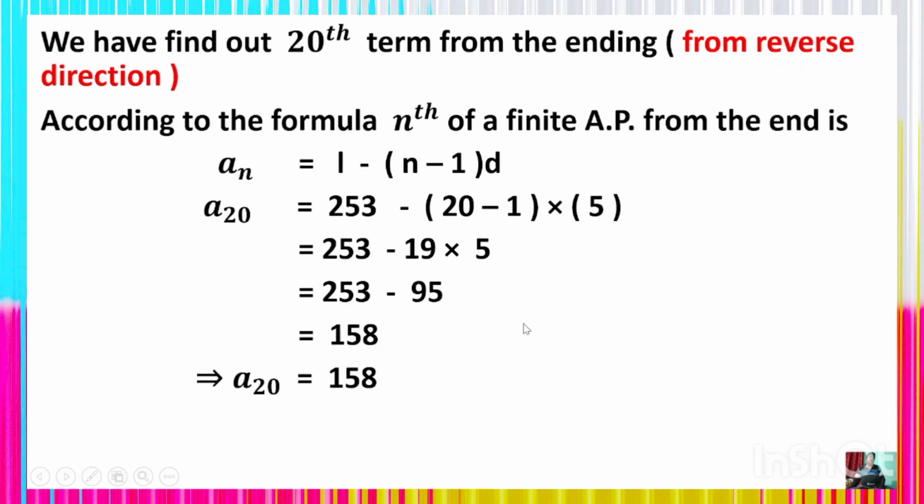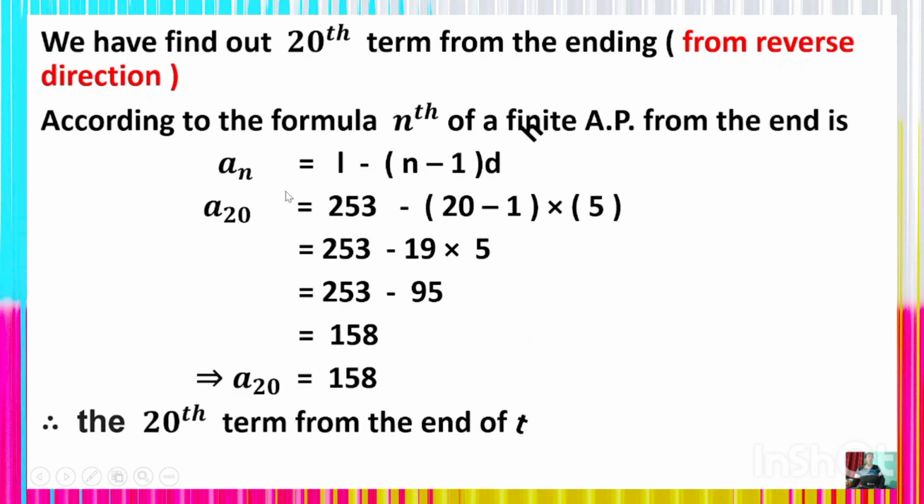This is another interesting and most probable problem for you. Okay, and also you practice the similar kind of problem using the formula. Note down the formula. A n is equal to L minus n minus 1 whole into D is the nth term from the ending of an arithmetic progression. Thus we get 20th term from the end of a given AP is 158. Okay, understand? Once again look at it, note down here.